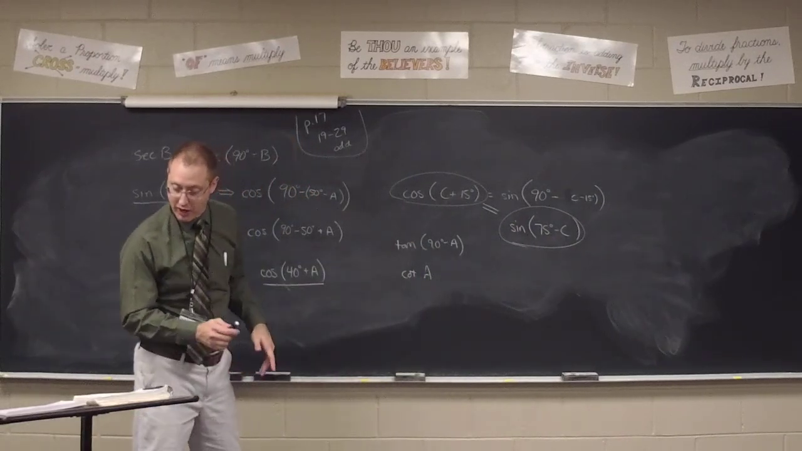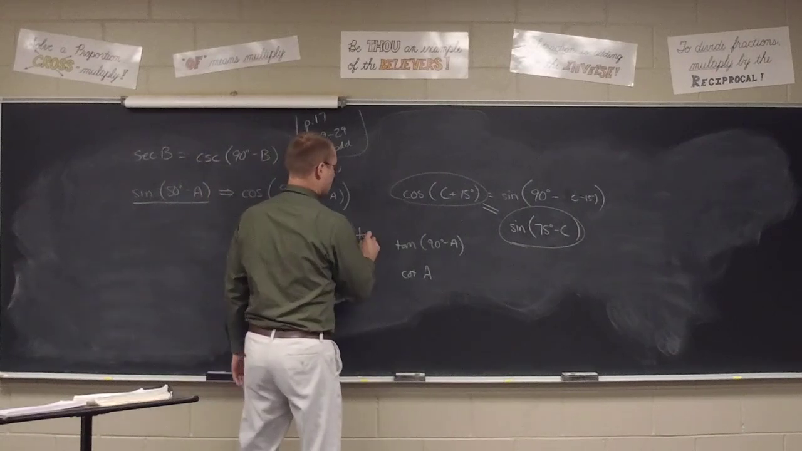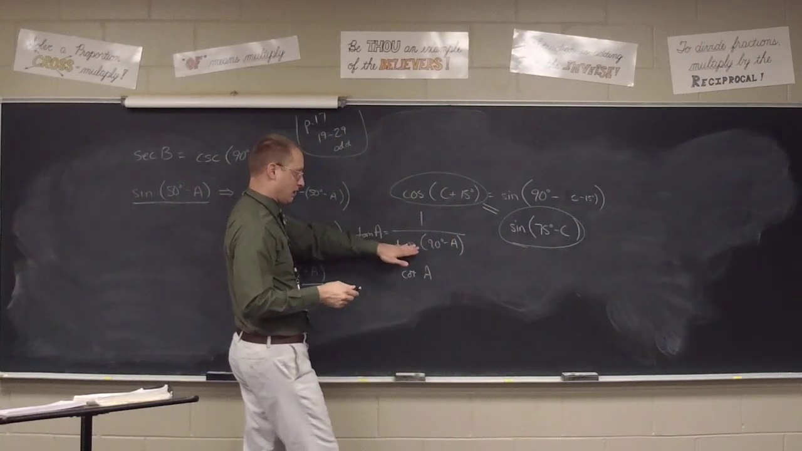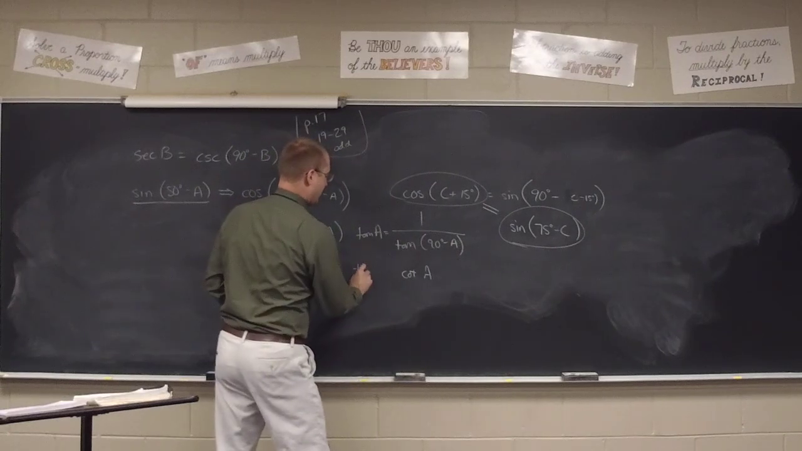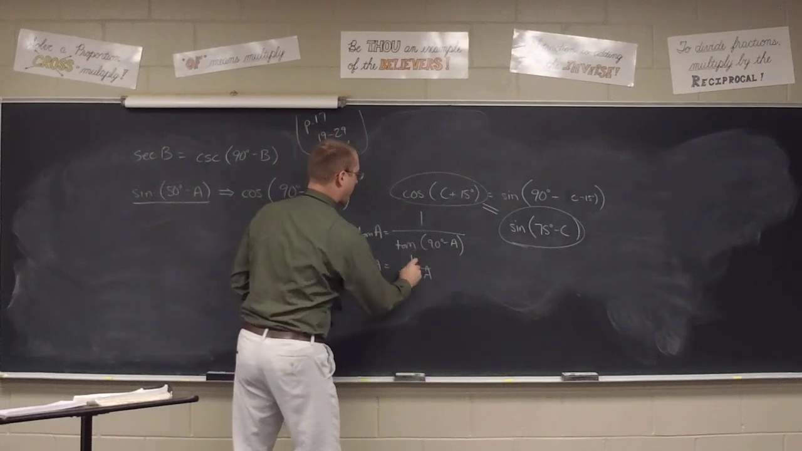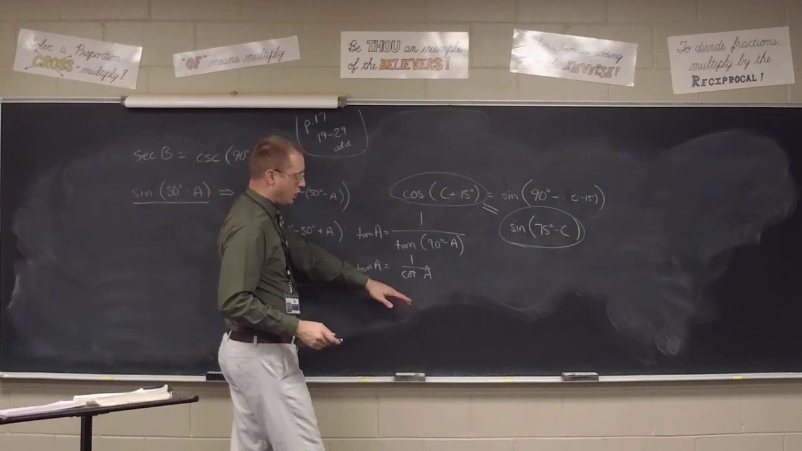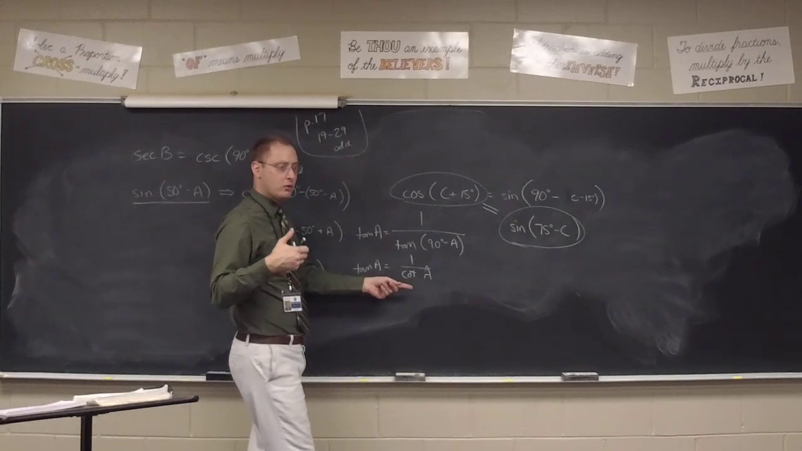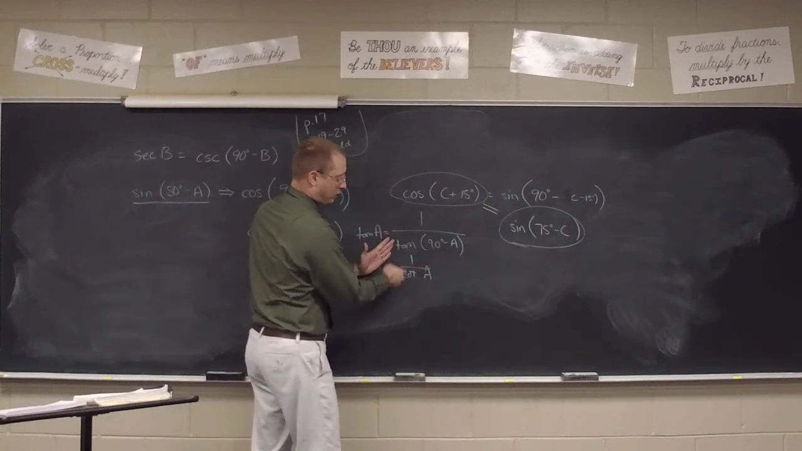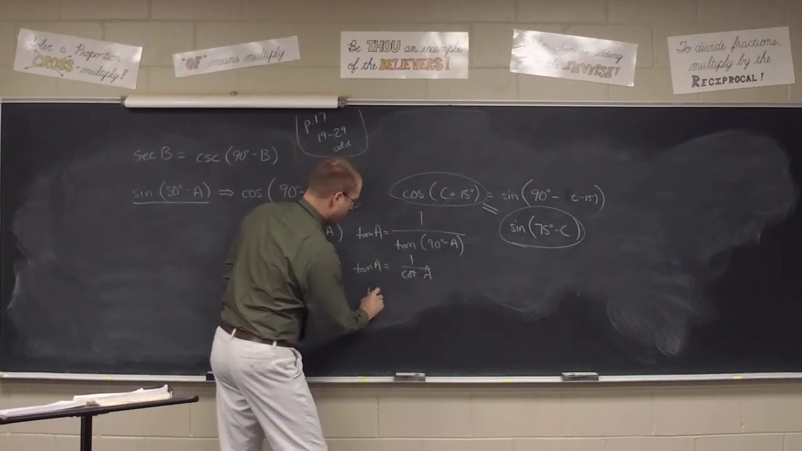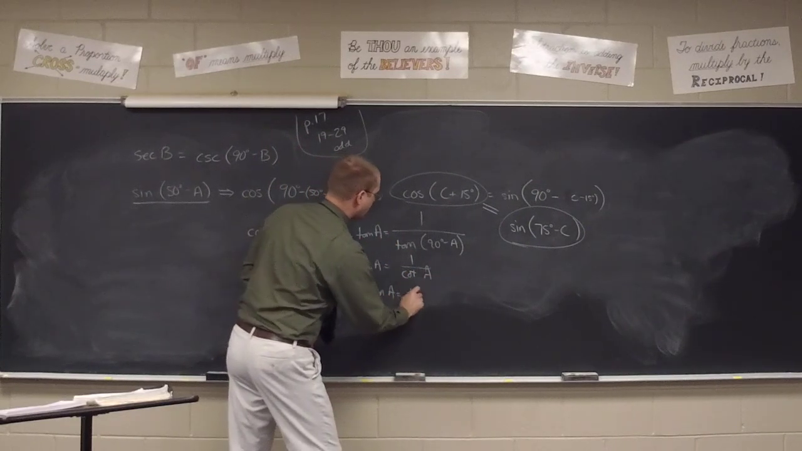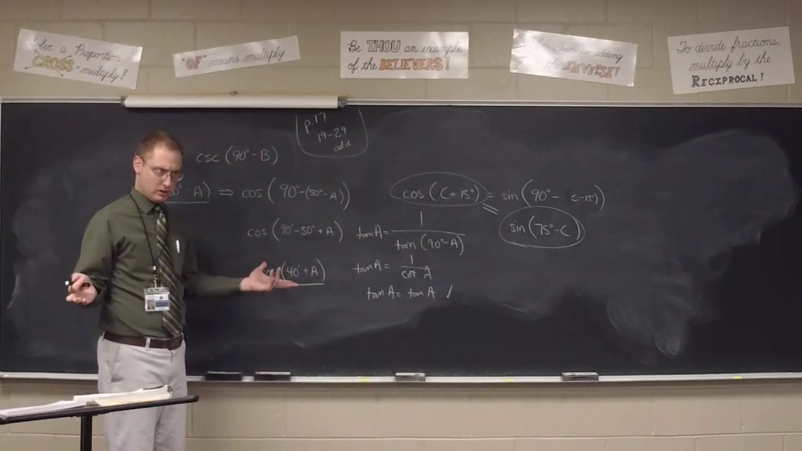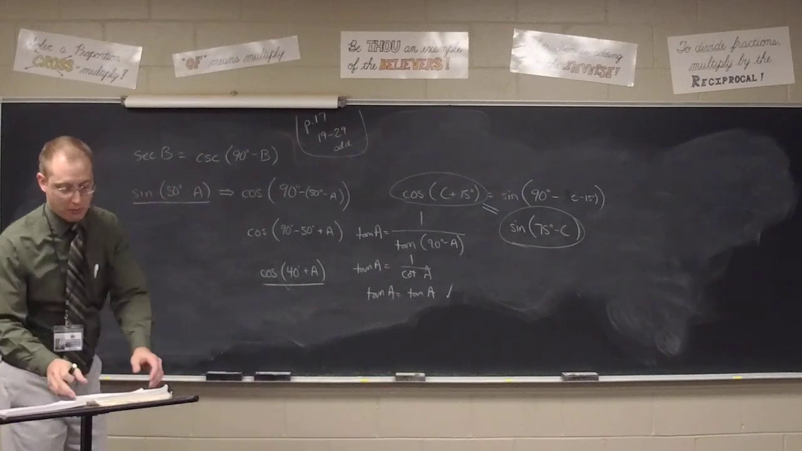So it says verify that the tangent of A is equal to 1 over the tangent of 90 minus A. Well, in other words, verify that the tangent of A is equal to 1 over the cotangent of A. Well, what is 1 over something? That's another way of saying the reciprocal. What is the reciprocal of cotangent? So the tangent of A equals the tangent of A. Does that make sense?